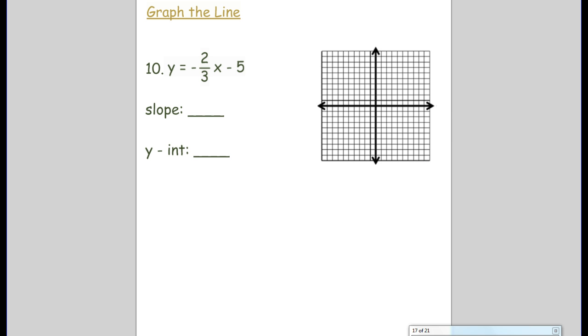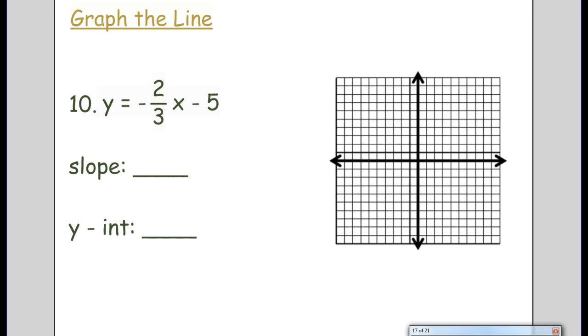So let's try it. Look at number 10. Let's graph this line. You always start with the y-intercept. What do you start with? The y-intercept. So everyone go to the y-axis and find -5. Put a dot. I want to see your dots. Go to the y-axis and go to -5. 1, 2, 3, 4, 5. Put a dot on -5.